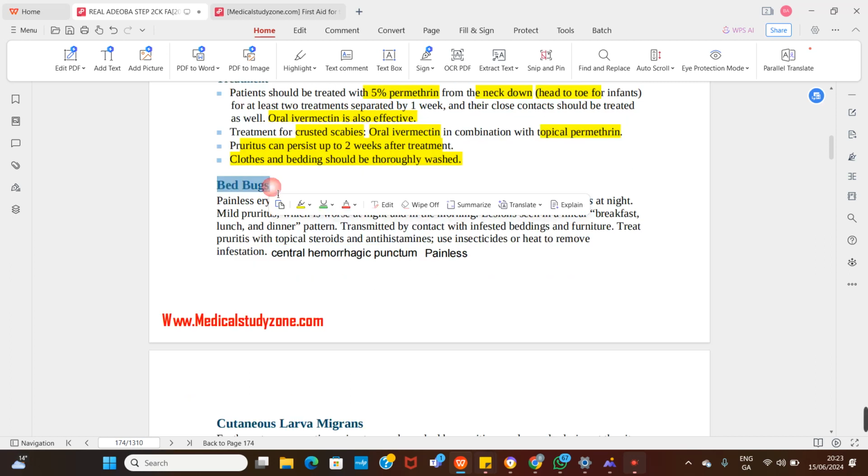Now, moving on to the bed bugs. These are the Cimex species, Cimex lectularius. These are quite different from scabies because they cause painless erythematous papules. They cause erythematous papules too, like scabies, but they are painless. And they are just like scabies too, they are common at night. But what is going to give it away is the nature of the lesions, right?